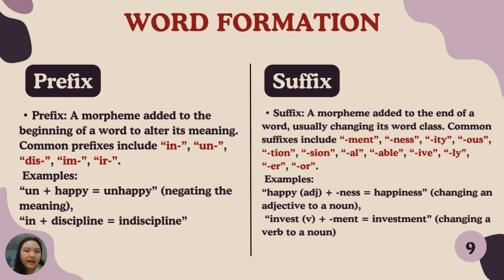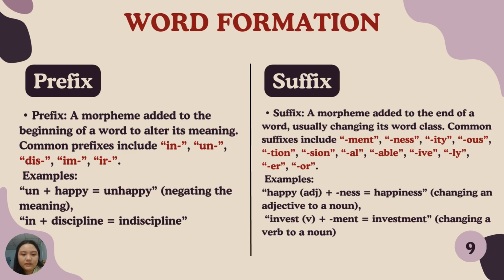When we add the prefix "un" to the free word "happy," we get a new word "unhappy," and here "un" negates the meaning of "happy," transforming it into its opposite. Similar to "in" with "discipline," we get a new word "indiscipline."